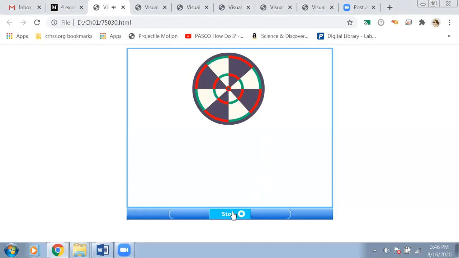Consider a game of darts. The target or accepted value is the bullseye in the center. The person who threw these darts is both precise and accurate. All the darts are grouped very close to the bullseye.